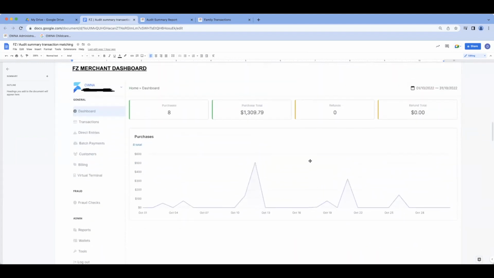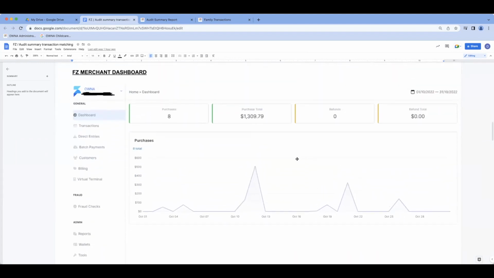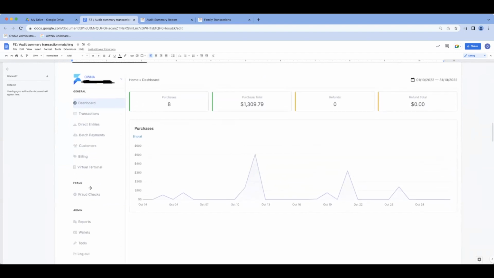So I'm going to assume you've got access. Now you've logged onto your dashboard, and this is generally what you will see. It does default to a date. I can't remember what it defaults to, but you can change your own date range. Now, there are many sections in the Fat Zebra dashboard, and I'm going to be totally honest and say that it is not the most user-friendly dashboard. There are lots of links, lots of different things, and lots of things that I don't even use myself.